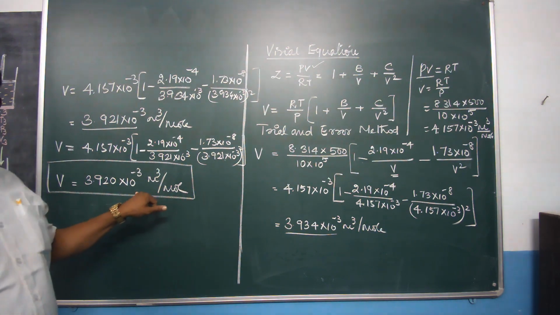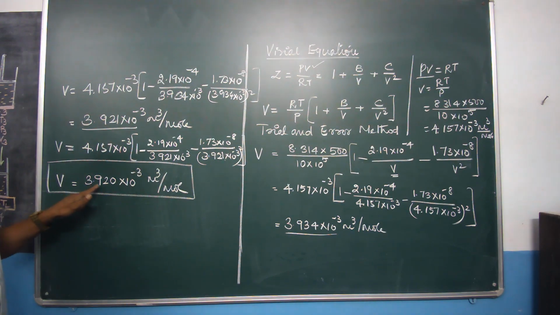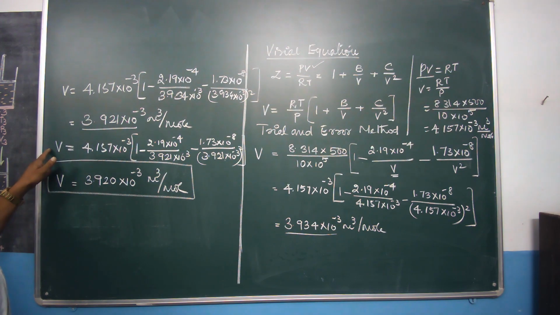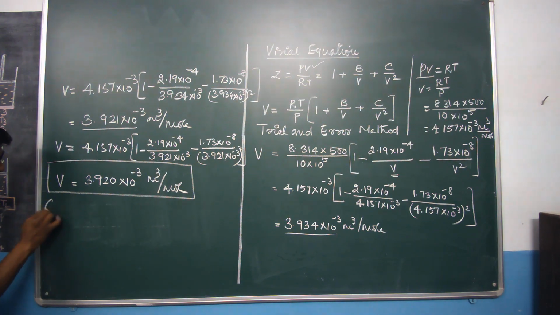For confirmation, you can go for one more trial by assuming V is 3.920 into 10 to the power of minus 3. Your assumed value will be the predicted value. In the fourth trial, the same will happen. Okay, now the molar volume is ready. Next, the compressibility factor.